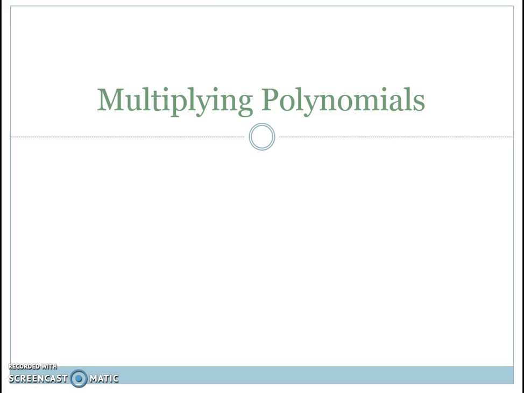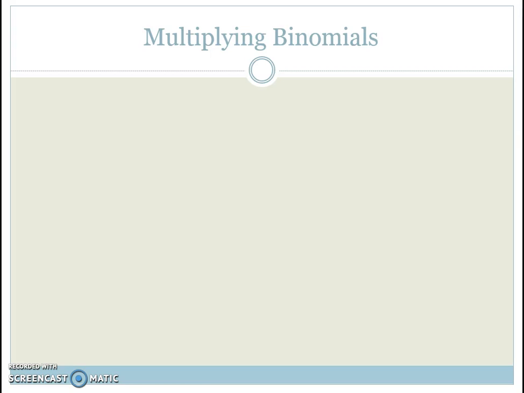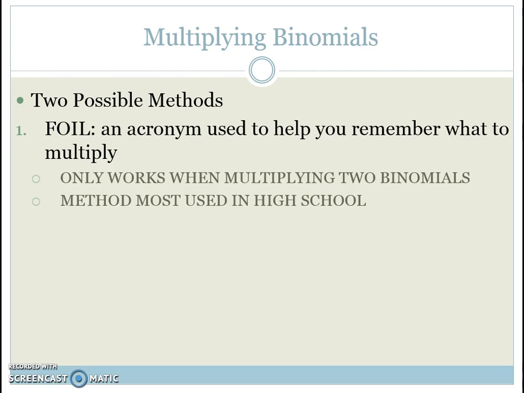Today we're going to learn how to multiply polynomials. First, we're going to begin with multiplying binomials. There are two possible methods. The first one is called FOIL, F-O-I-L. It's an acronym used to help you remember what to multiply. It only works when multiplying two binomials, and it's the method most used in high school.